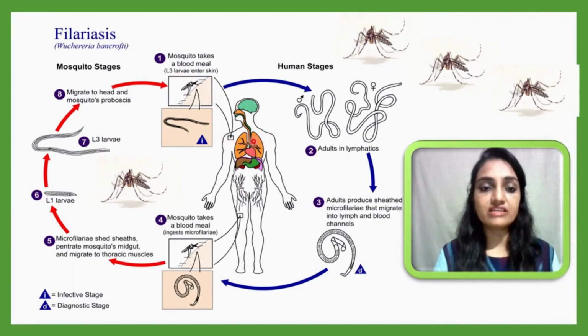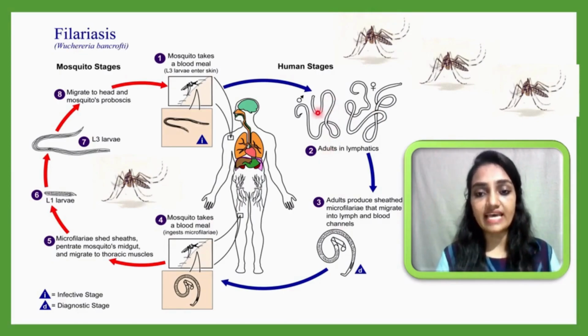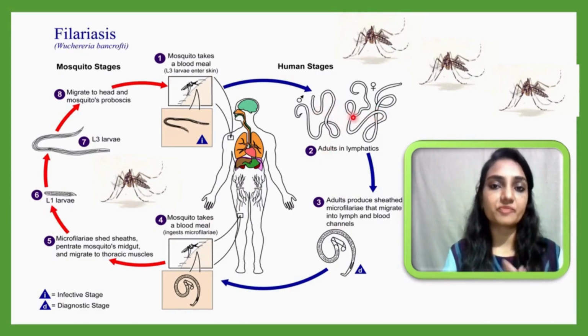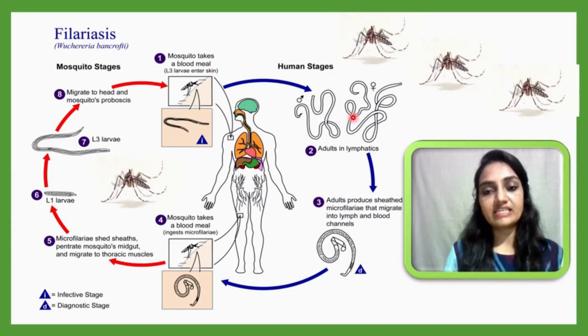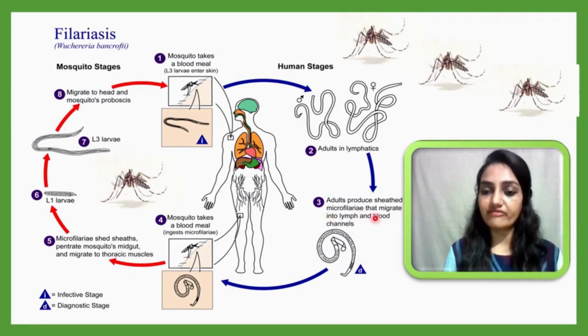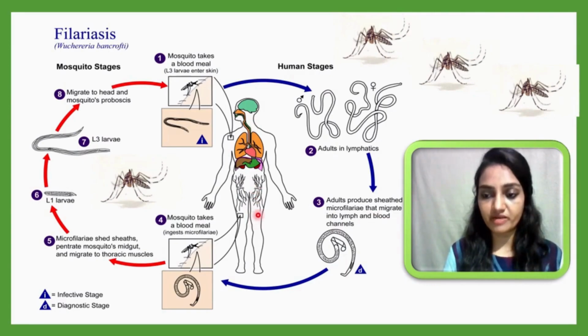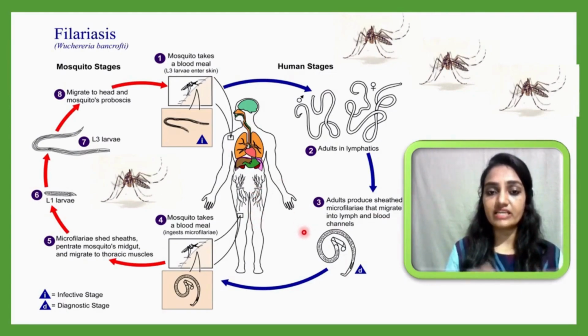Inside the lymph node, these L3 larvae of Wuchereria bancrofti will develop into adults. It means they mature, and now the adult Wuchereria bancrofti is ready for sexual reproduction. They do sexual reproduction, and as they are viviparous in nature, they give direct birth to the microfilaria, the baby worm, we can say. These microfilariae migrate in the lymph and the blood channels. So a person already infected with Wuchereria bancrofti will have microfilariae in their blood circulation.